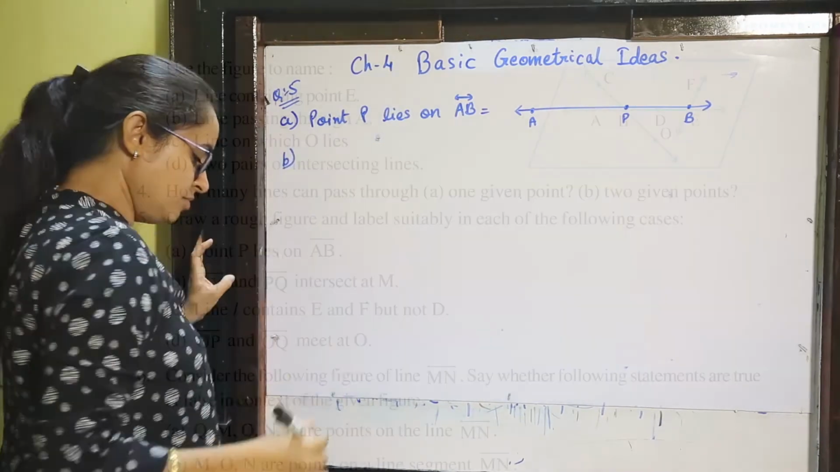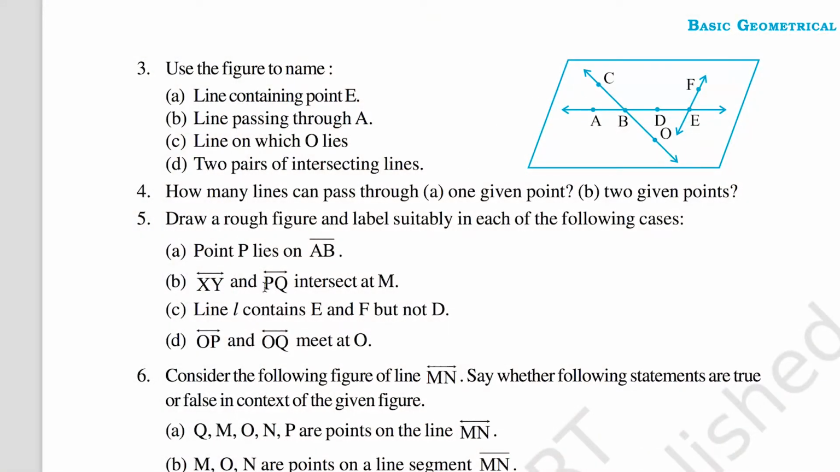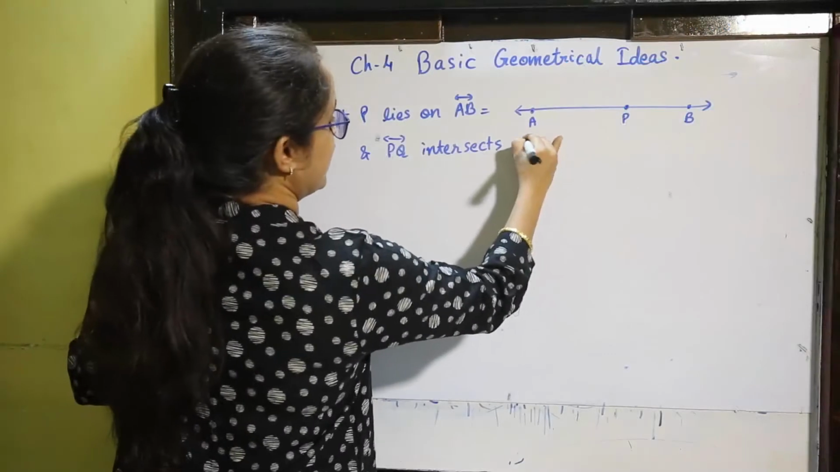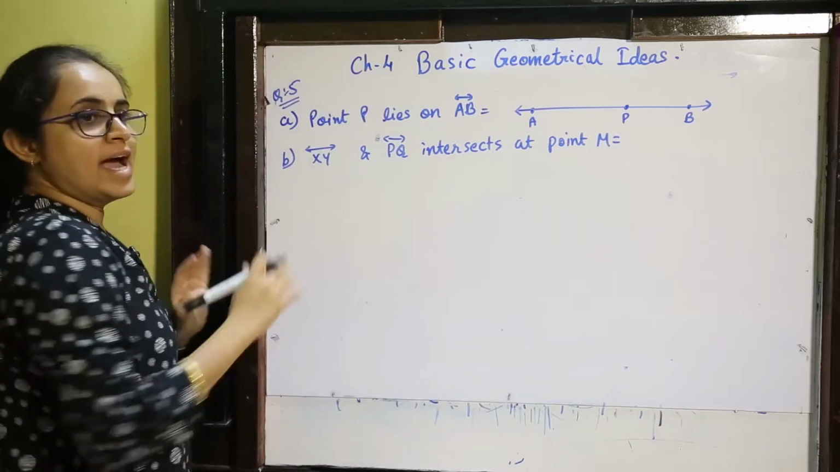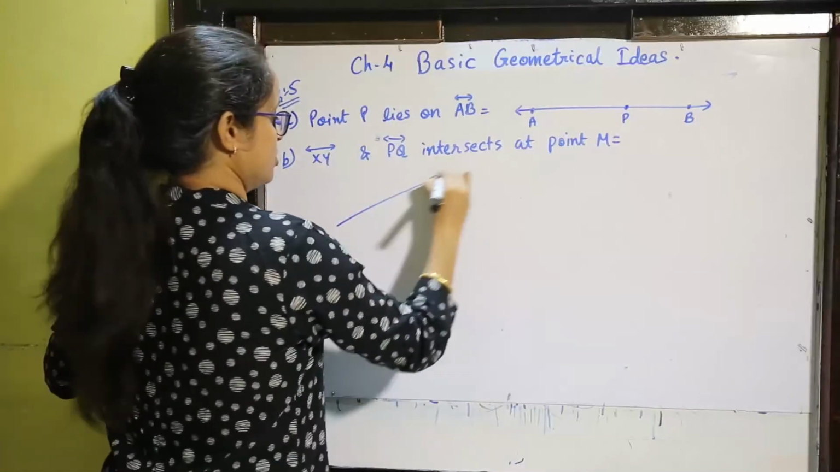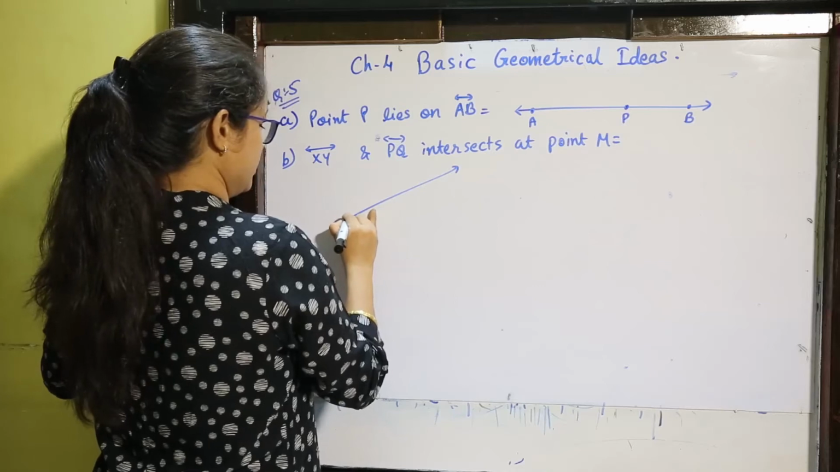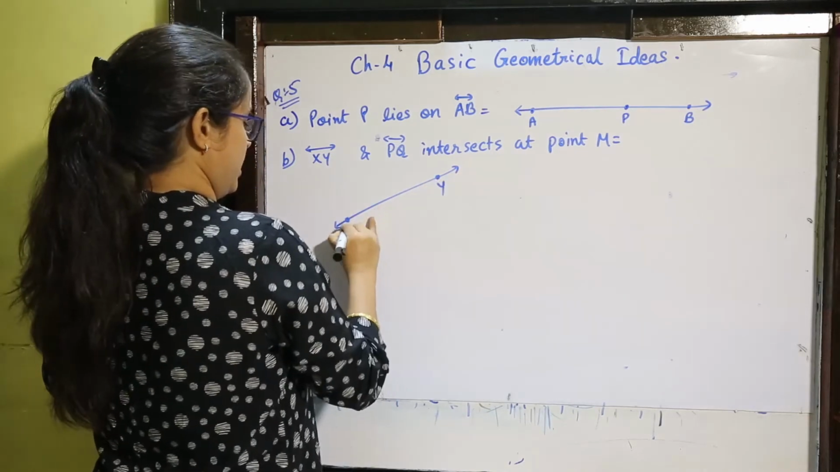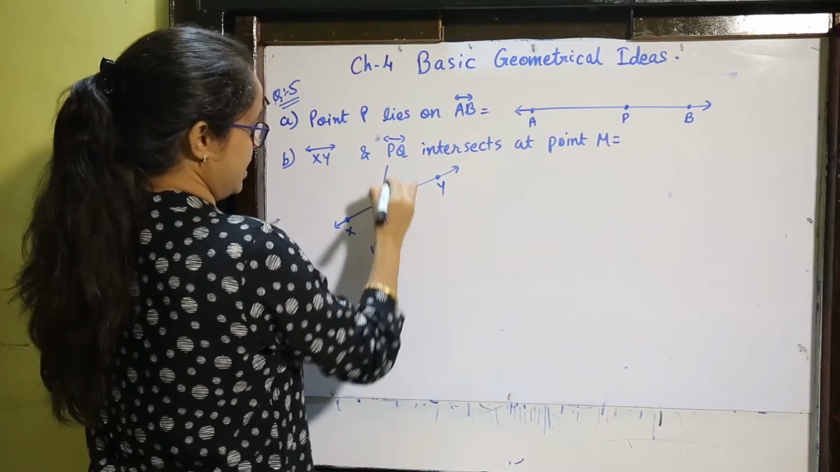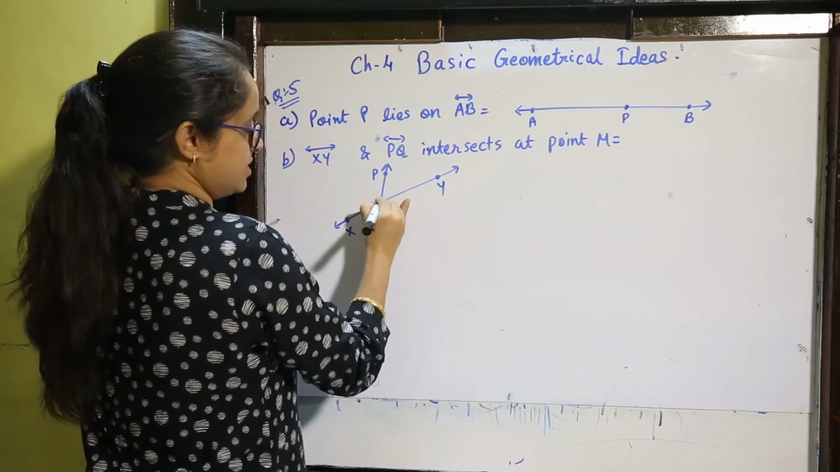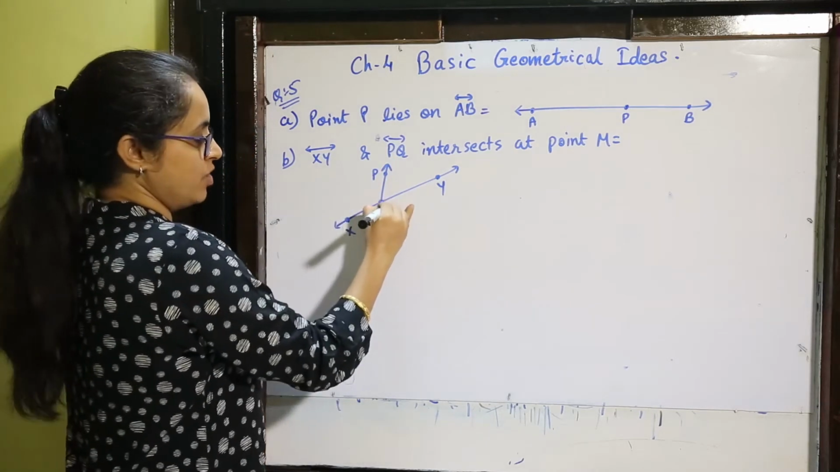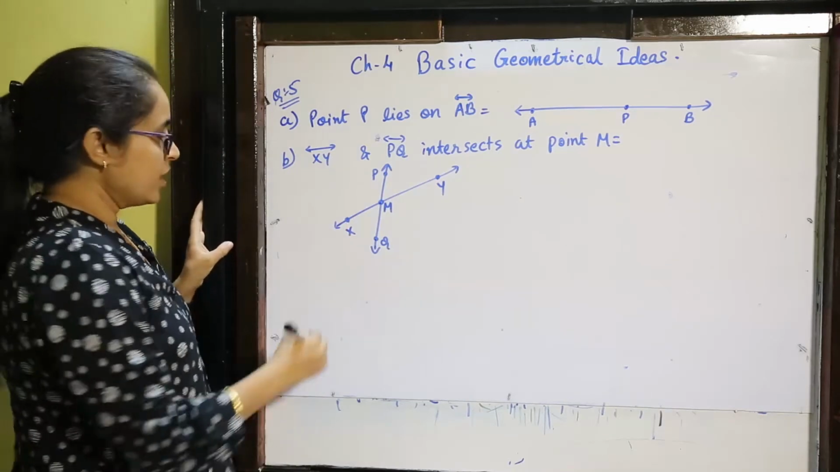Now B is line XY and line PQ intersects it at point M. That means you have to draw two lines that are intersecting with each other. So suppose I am drawing line XY, and then I am drawing the second line, that is PQ, and the intersecting point, the point where they meet, you have to give that the name M.